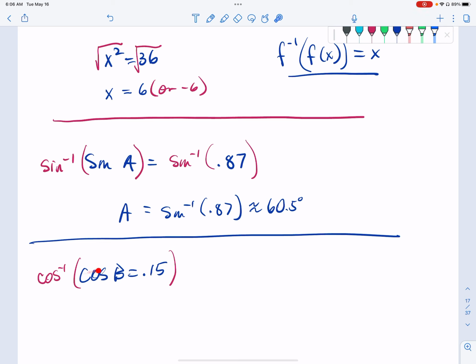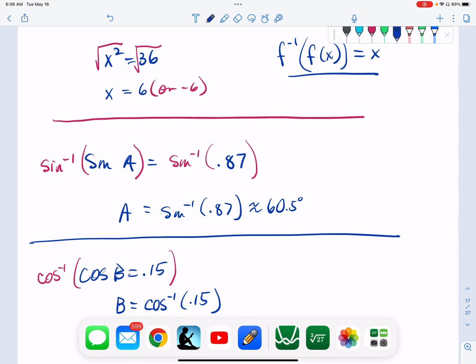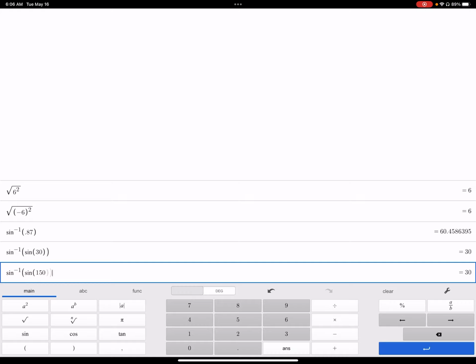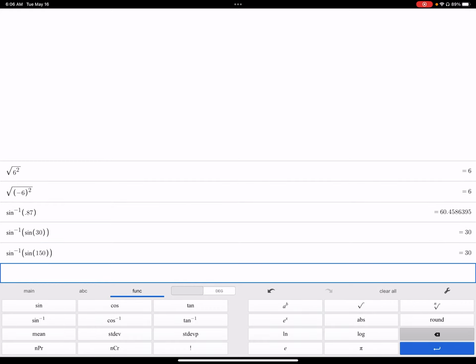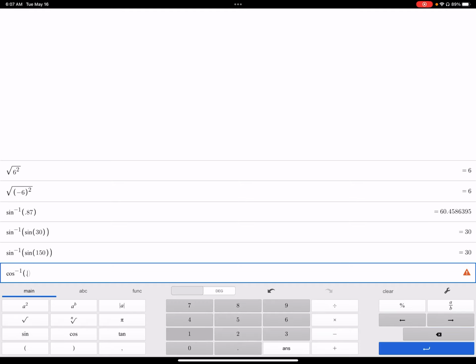On the left side, they should cancel each other out as long as B is between 0 and 180 degrees. And my B comes out of that situation, and I would get the inverse cosine of 0.15, and that's what I throw into my calculator. So enter inverse cosine, and I think it was 0.15, and I would report, since I'm asking to the nearest tenth, 81.4 degrees.